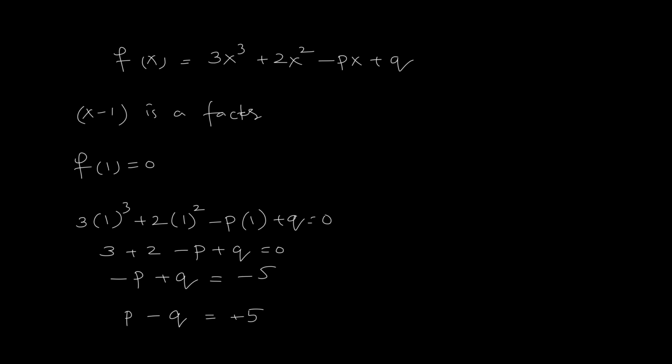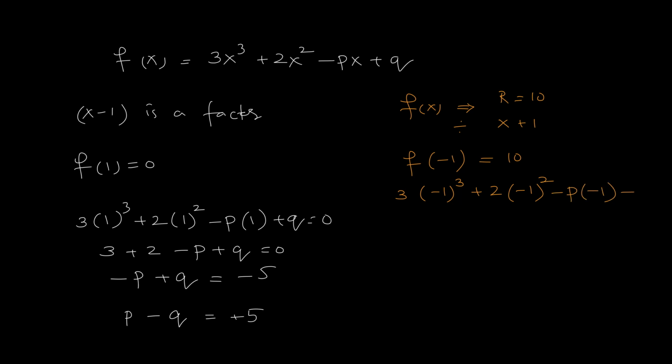Let's form the second equation. The function f(x) leaves a remainder of 10 when it's being divided by x plus 1. So therefore f(-1) equals 10. 3 into (-1) cubed plus 2 into (-1) squared minus p into (-1) plus q equals 10. So therefore minus 3 plus 2 plus p plus q equals 10. p plus q equals, what are you left with? Minus 1 over here taken to the other side, that makes it 11.